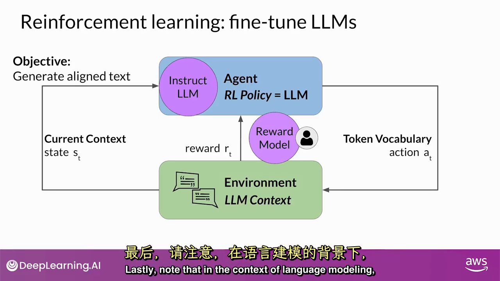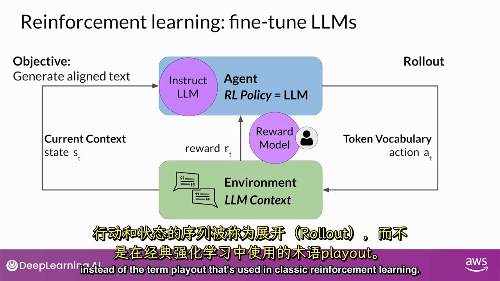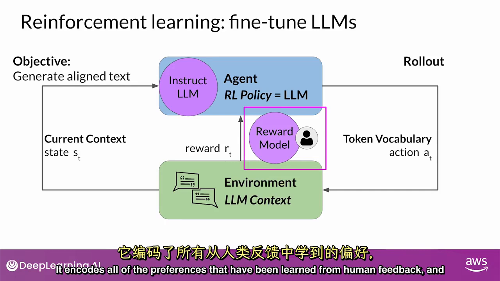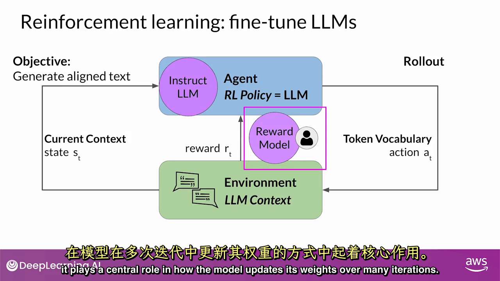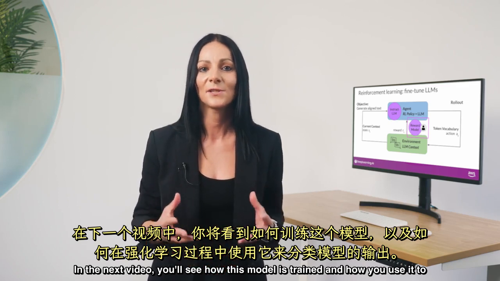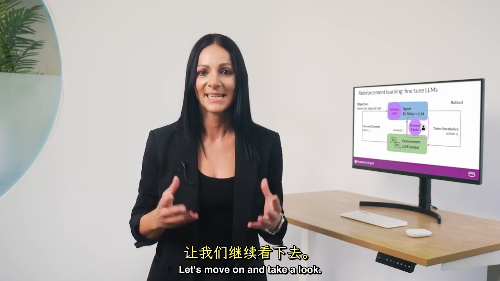Lastly, note that in the context of language modeling, the sequence of actions and states is called a rollout, instead of the term playout that's used in classic reinforcement learning. The reward model is the central component of the reinforcement learning process. It encodes all of the preferences that have been learned from human feedback, and it plays a central role in how the model updates its weights over many iterations. In the next video, you'll see how this model is trained and how you use it to classify the model's outputs during the reinforcement learning process. Let's move on and take a look.